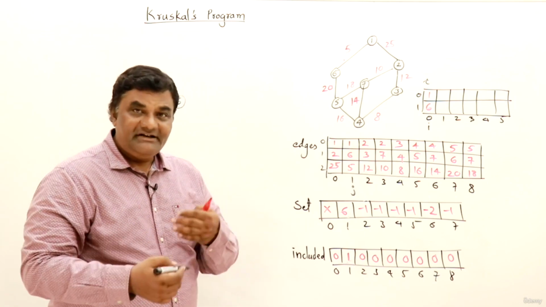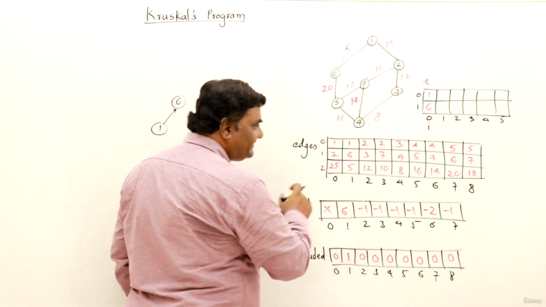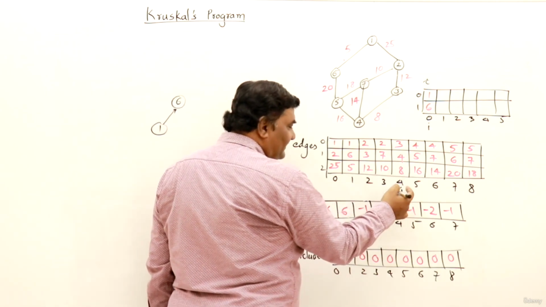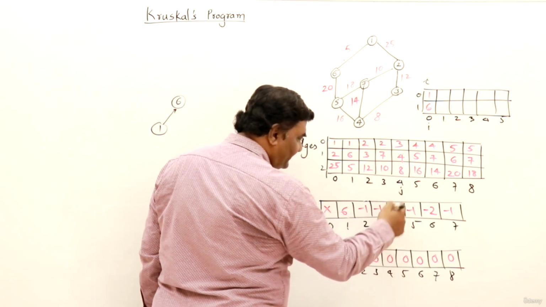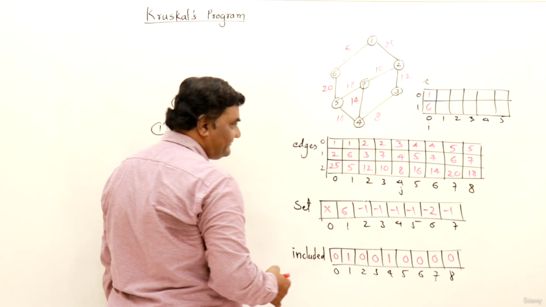Now let us do it repeatedly. Find the minimum. Next minimum. Who is the next minimum? Out of all these, this 8 is minimum. So this one. See, it is not included, right? 4 is not included. So that's how this is taken. And this is marked as 1.